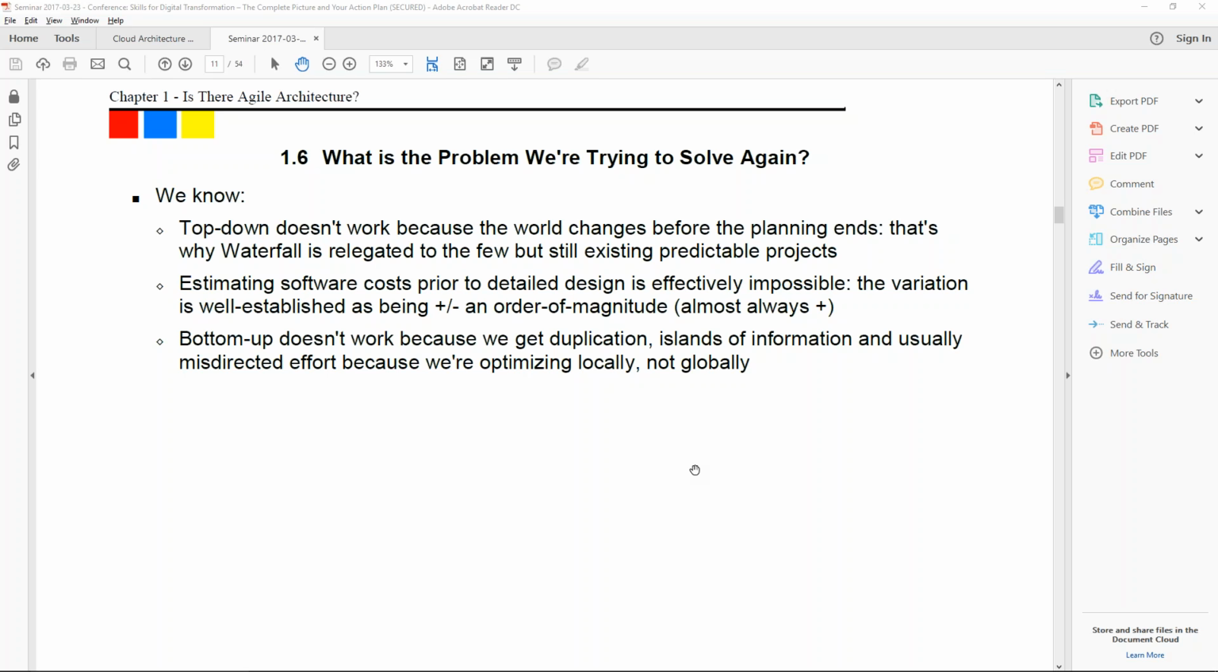And if you do strictly bottom-up work, you end up with duplication, you end up with applications that have information that other people need that we don't share effectively. We get some amount of misdirected effort. How do we deal with this? Architects historically have gone top-down.